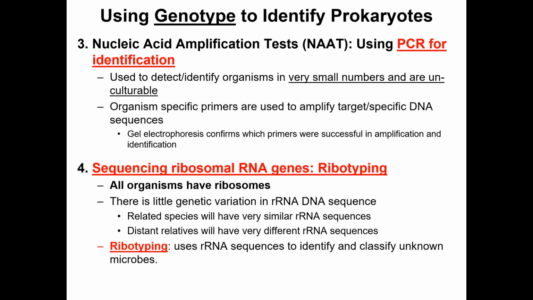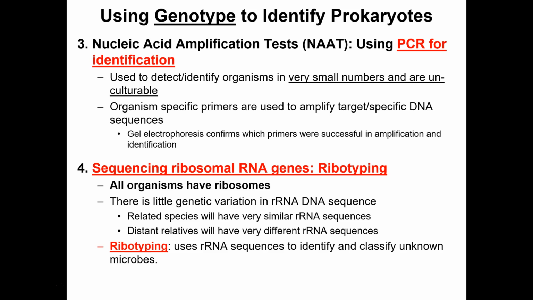Now, the fourth method is, honestly, what most folks use for identifying based on genotype. And it's something we talked about briefly before with Carl Woese. Sequencing genes for rRNA. Okay, what we call ribotyping. So the idea here is that all organisms have ribosomes. Therefore, we all have genes for rRNA. And we like to target those genes because there's very little genetic variation. Very little mutation happens in those genes for rRNA.